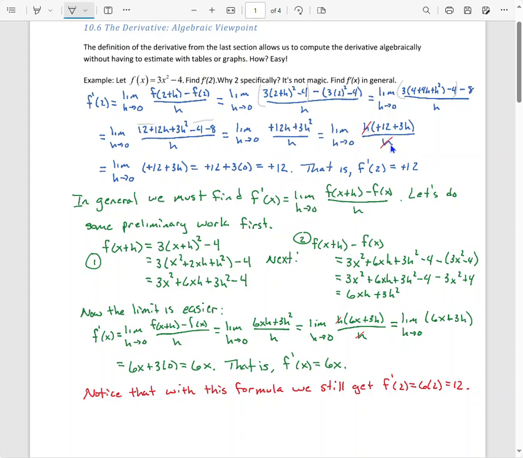We're going to factor out an h. I don't know why I keep writing this plus 12, but I do. The h's cancel out. Now the limit as h approaches 0 of 12 plus 3h. We could finally evaluate the limit.